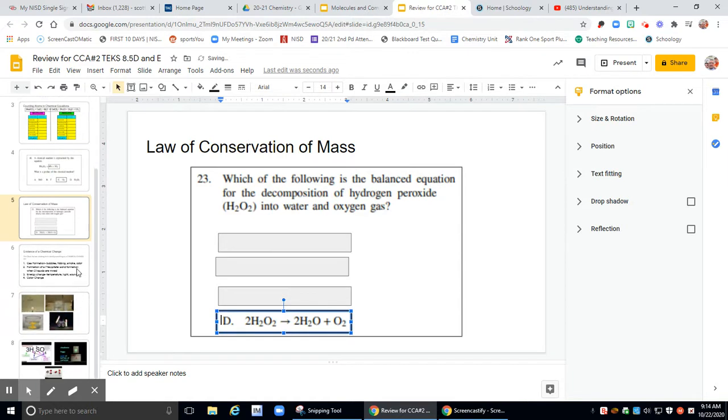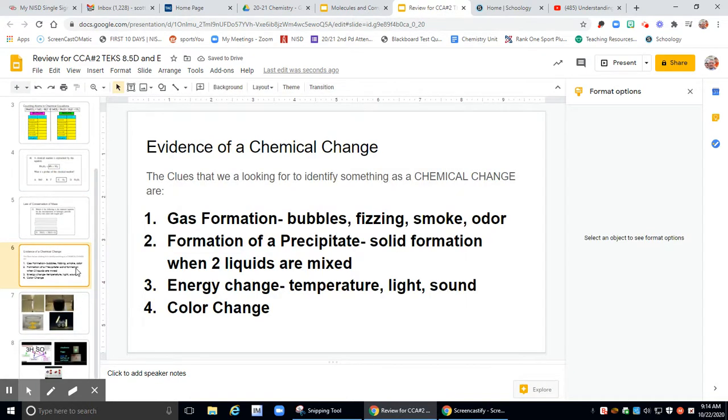All right. So evidence of a chemical change. Remember, these are the last 5 questions on your test. Clues that we're looking for to identify whether something is a chemical change are gas formation, and that could include bubbles, fizzing, smoke, or odor. Formation of a precipitate only occurs when you mix 2 liquids and a solid forms.